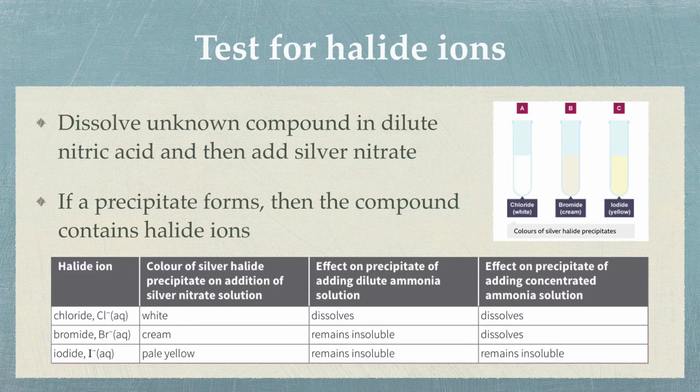To test for halide ions, we first dissolve the unknown compound in dilute nitric acid and then add silver nitrate. If a precipitate forms, then the compound contains halide ions. Chloride will form a white precipitate, bromide cream, and iodide yellow. Because the colors are so similar, we add dilute ammonia solution or concentrated ammonia solution to find out if it's a chloride, bromide, or iodide ion.